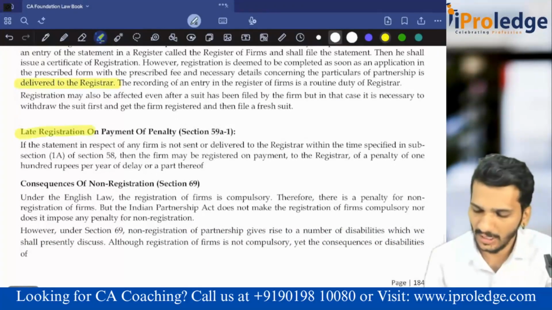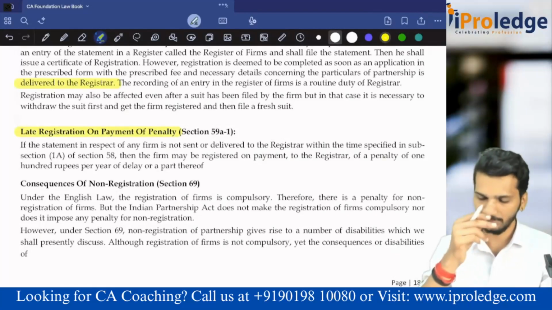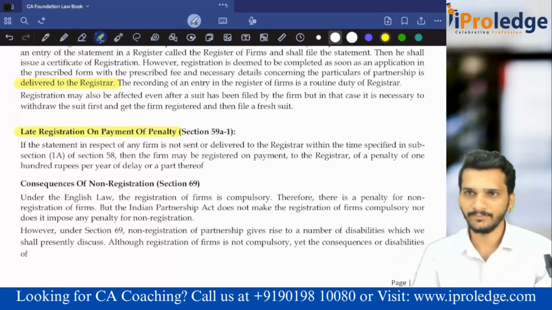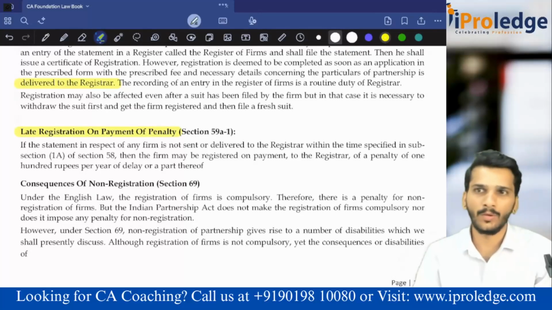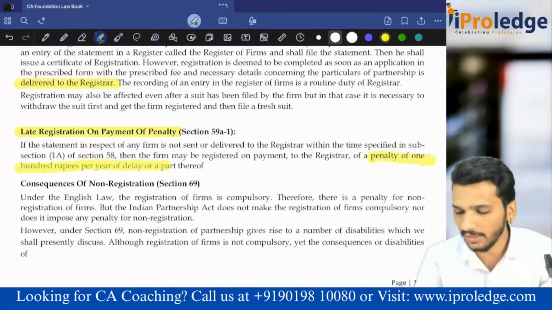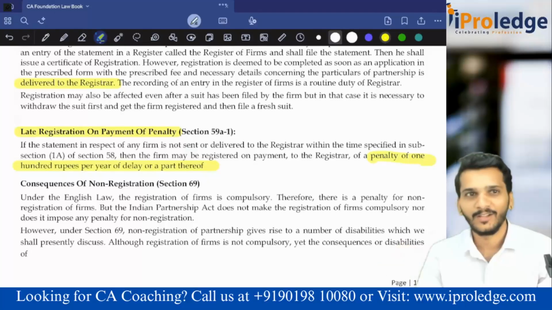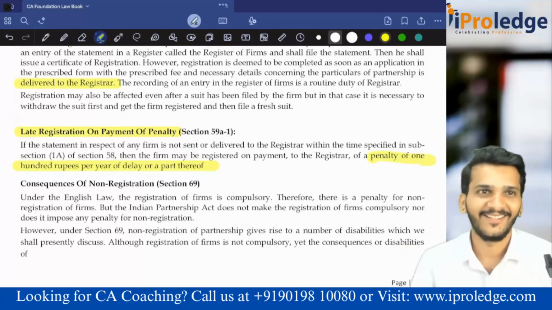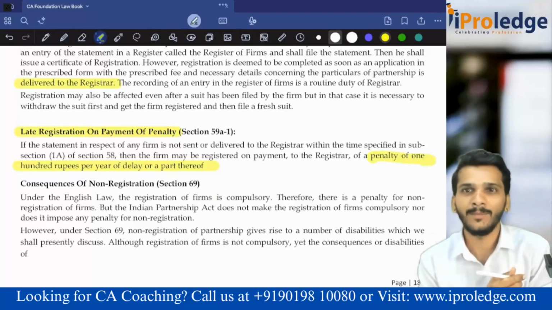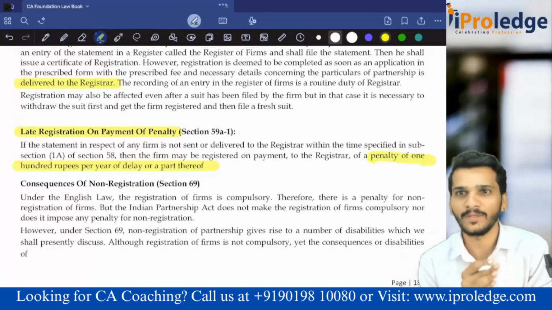Then late registration and payment of penalty. What is this late registration and payment of penalty? If you already started a partnership firm and it's 1 year over and you go for registration later after 1 year, then you will be charged a penalty of 100 rupees for every year of delay thereof. 100 rupees. 100 means 100 rupees. Maharashtra, they use the word Marathi, 100. 100 rupees means 100 rupees.